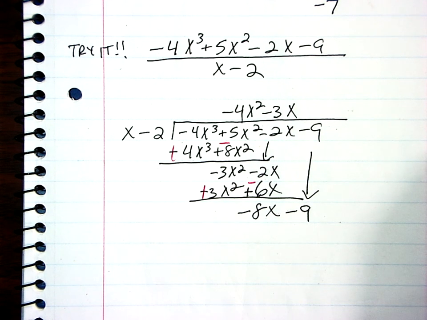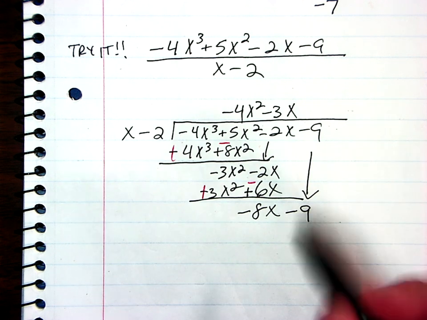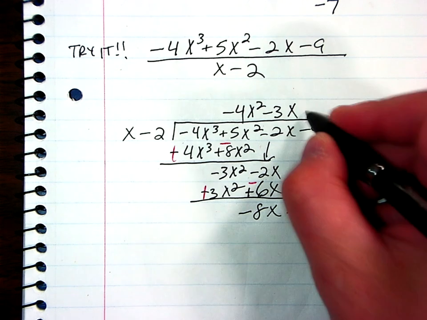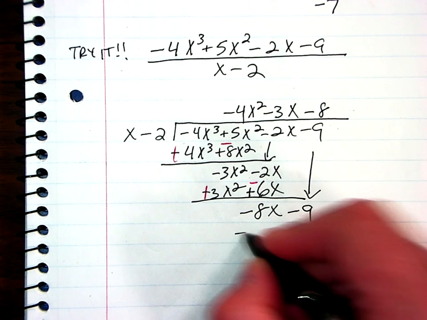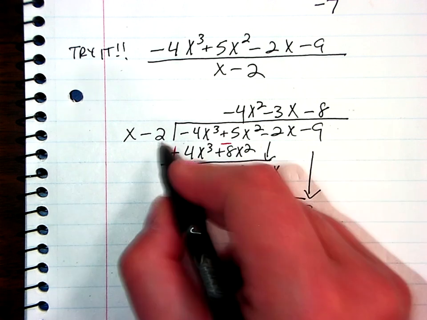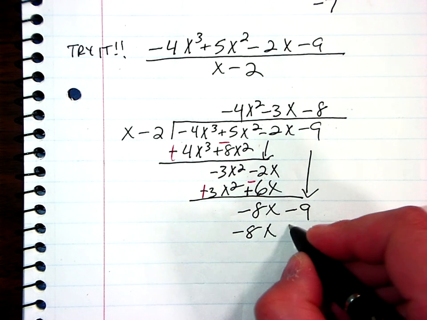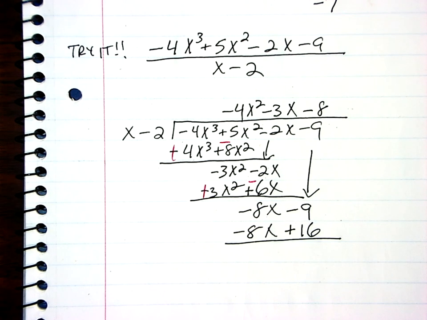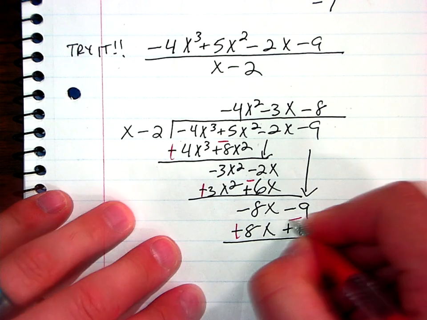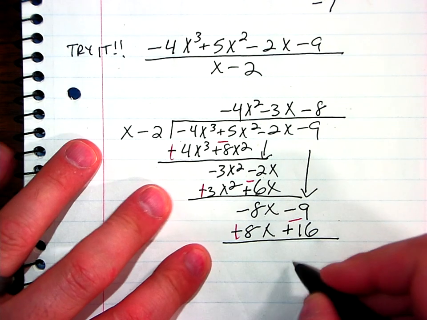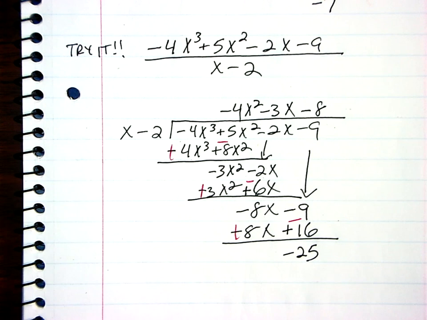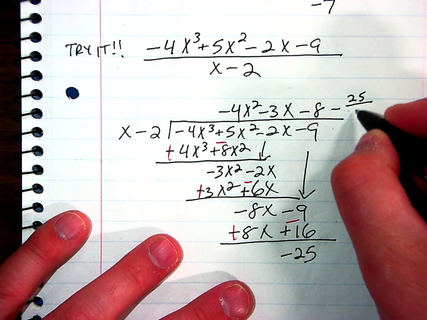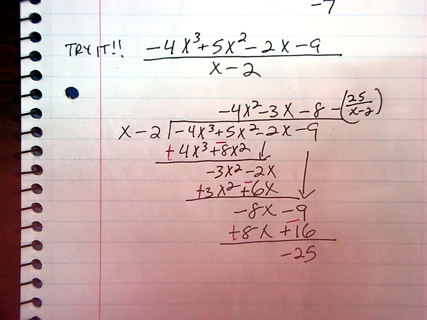All right, John in the red hoodie. What times x is negative 8x? Negative 8 times x is negative 8x. Negative 8 times negative 2 is? Yeah. What do I do with my signs? Negative 9 minus 16 is negative 25. That is my remainder. So I say minus 25 over x minus 2. And you are done.